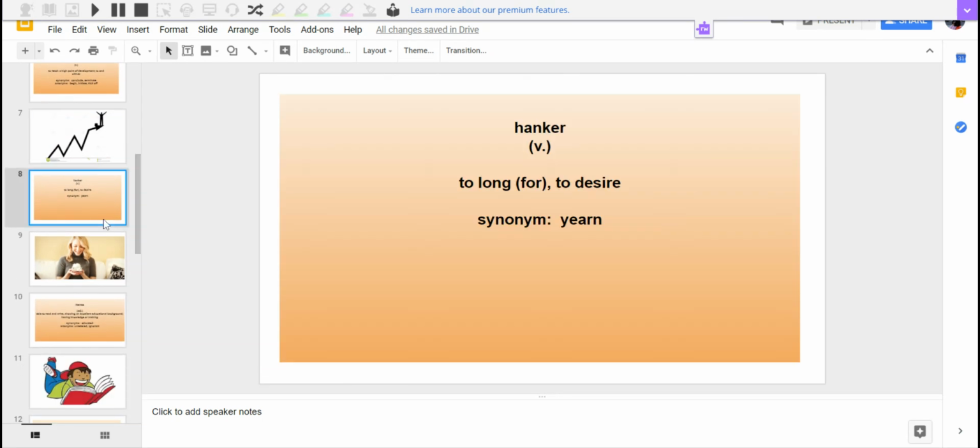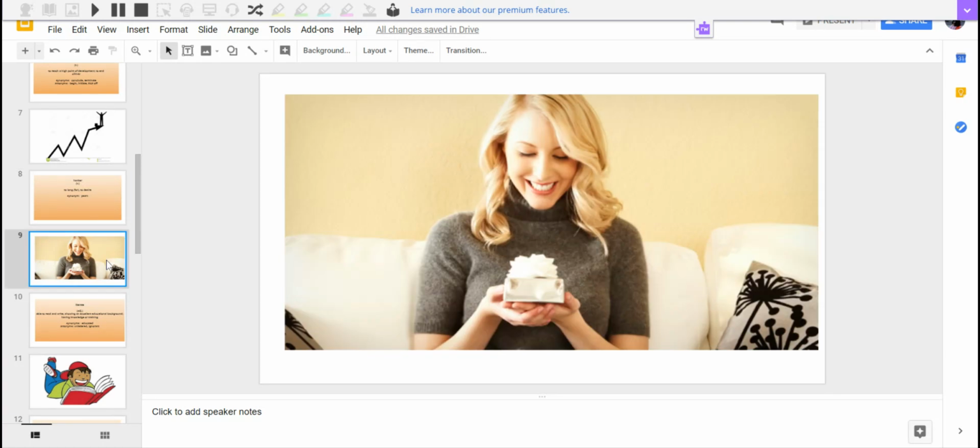Okay, next word is hanker. I like this verb. This is a new word. It's a verb. It's another action verb. It's something you can do. Can't really be seen though, but it means to long for or to desire. So if you really want something, you hanker it. And a synonym or a word that means the same is yearn. So here's a picture of a woman, lady yearning for a present.